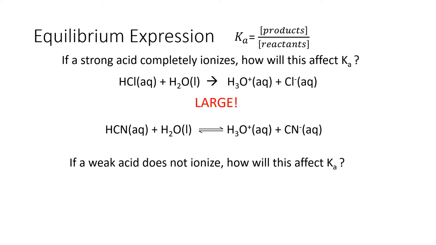If a weak acid does not ionize much, how will this affect the Ka, the acid ionization constant? Well, now remember it has mostly non-conducting reactants, those molecules. So the reactants are going to be much larger than the products. It favors the reactants. So we are going to have a small ionization constant.